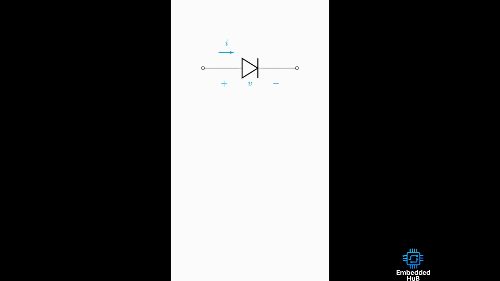If the cathode is at a higher potential than the anode, so if V is negative, the diode does not conduct and it behaves like an open circuit. It is then said to be reverse biased or cut off. On the other hand, if the anode is at a higher potential, then the diode conducts almost perfectly, as if it were a short circuit. Then it is said to be forward biased or switched on.